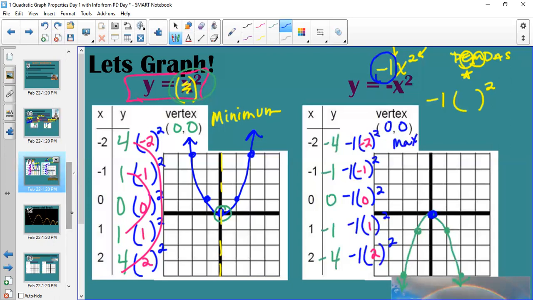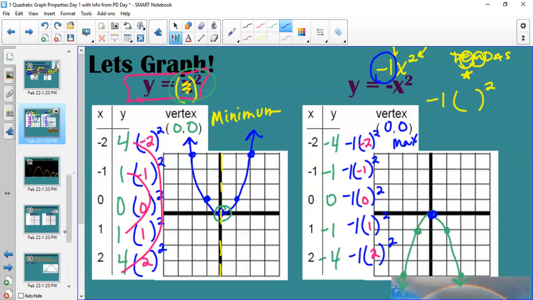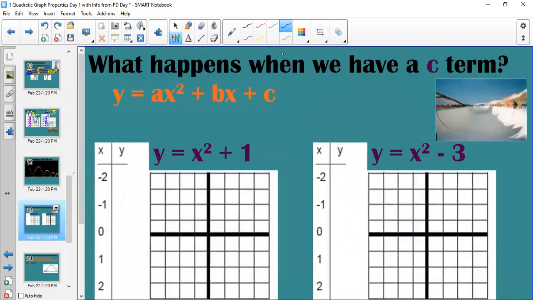All right, let's try a few more, but let's add something other than just the a term. So we know the a term, if it's positive, it's a smiley. If it's negative, we're going to flip it upside down and make it a frowning face. Let's now see what a c term does. We're not going to talk about the b term today, but let's find out what the constant does if I add a constant to the graph.